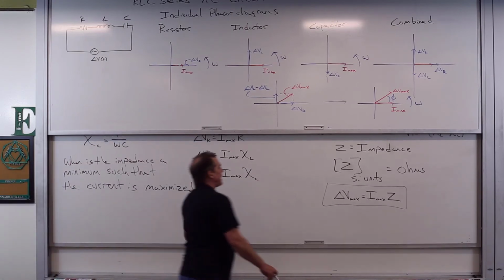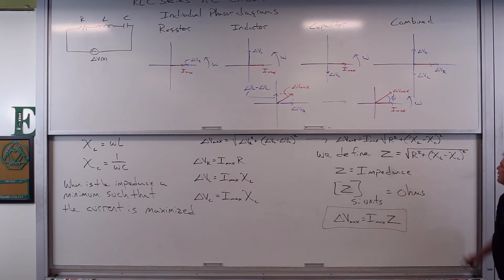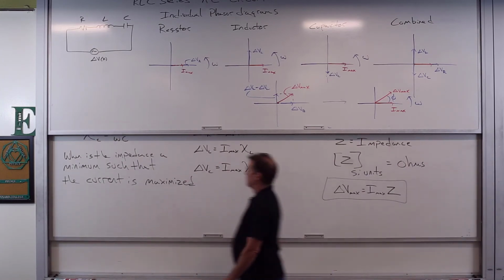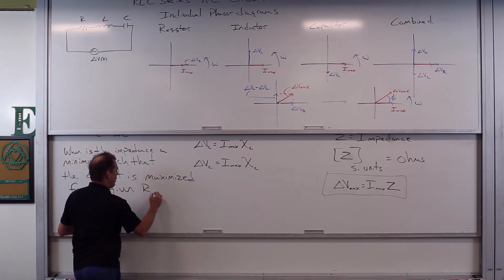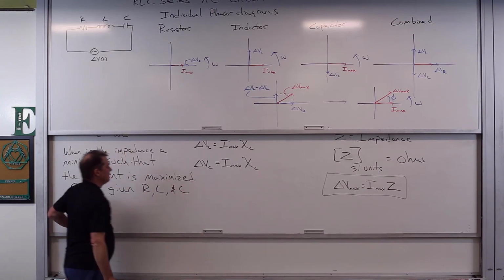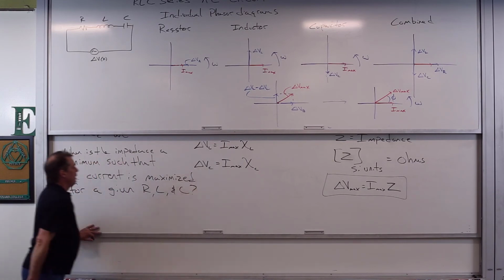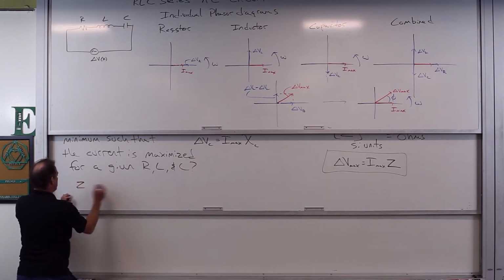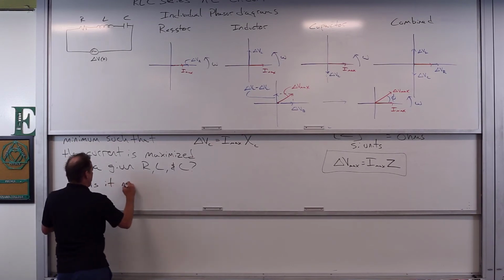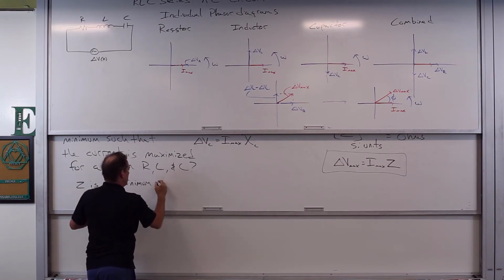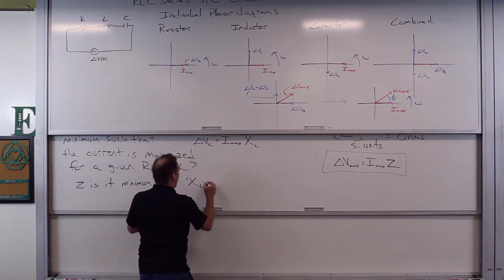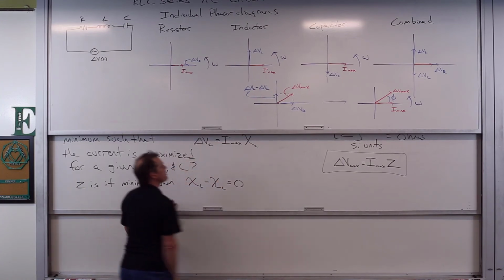Well, we start looking back at this right here. How do we get the smallest Z possible for a given inductor, capacitor, and a resistor? So I'll put this in for a given R, L, and C. Well, Z is at its minimum when chi L minus chi C is equal to 0.